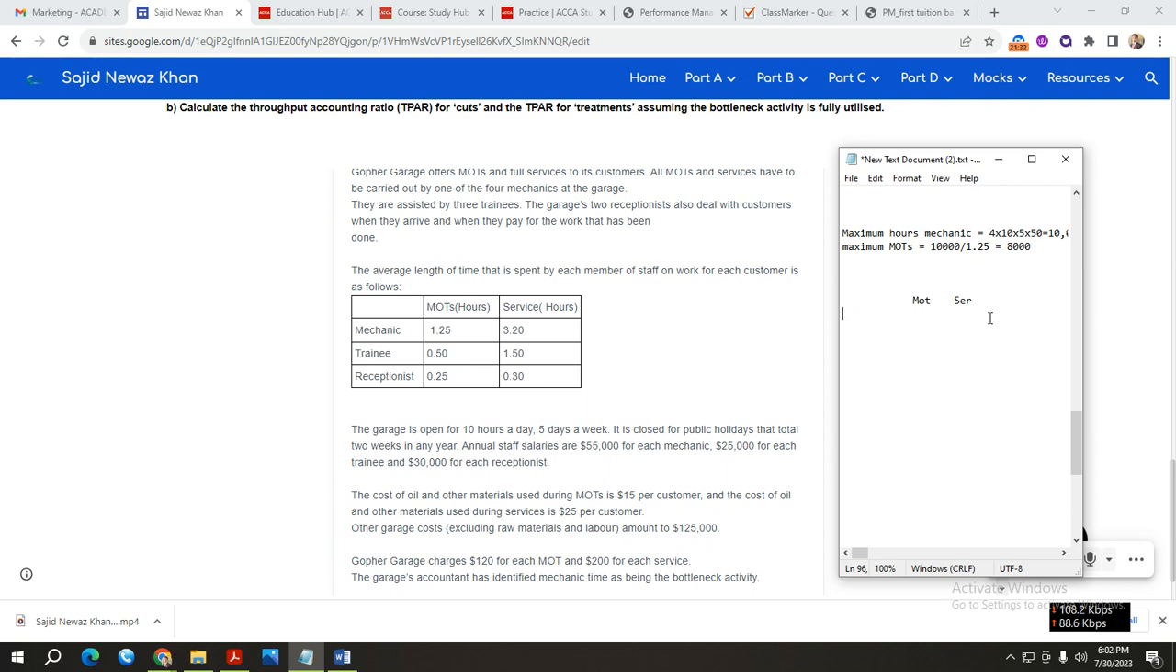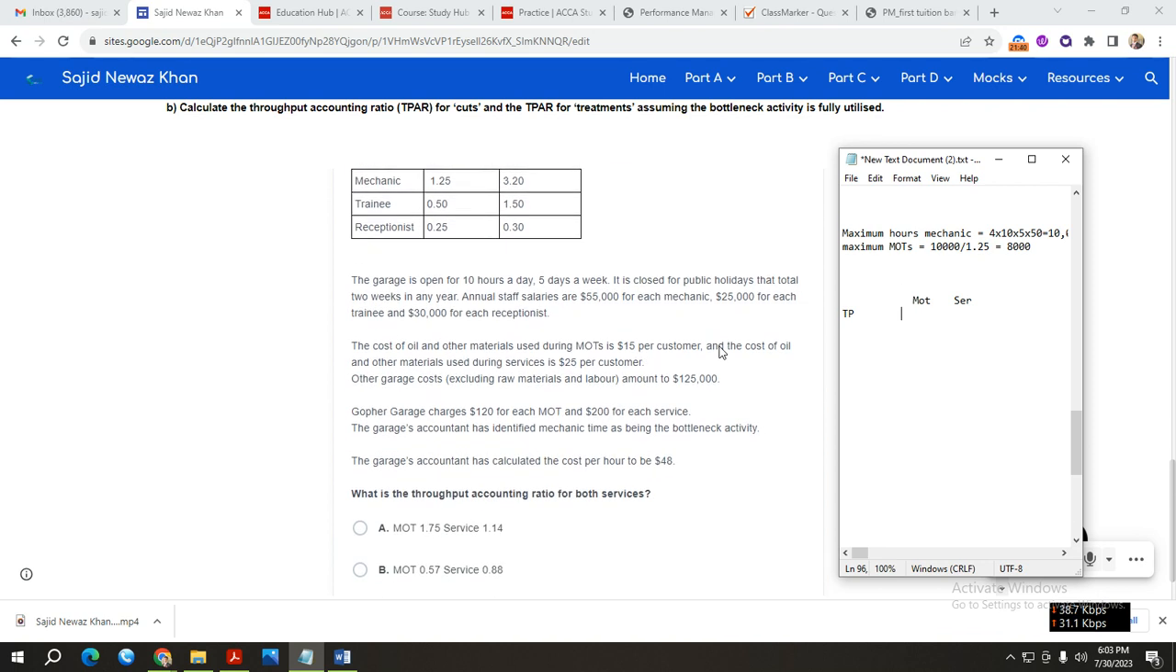For return, before we go to return, we need to know our throughput. What is the sales price of an MOT? 120. Okay. And the material cost for MOTs is $15. So 120 minus 15, that's $105, is the throughput for MOT. And for service, 200, and the material is 25. So 200 less 25, that's 175.